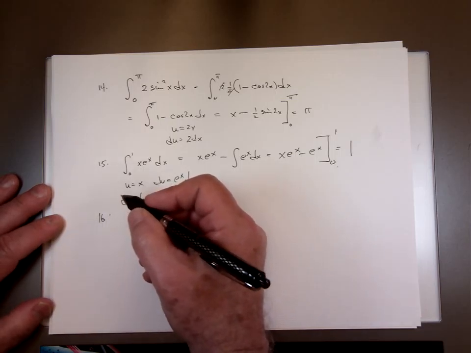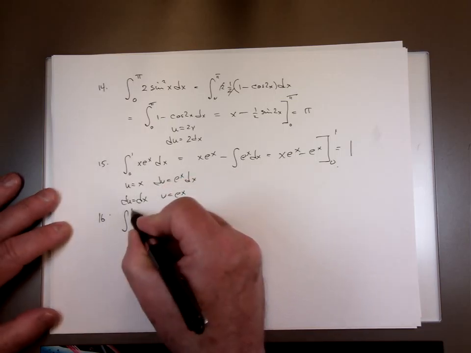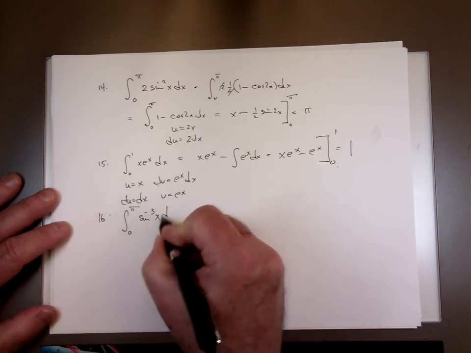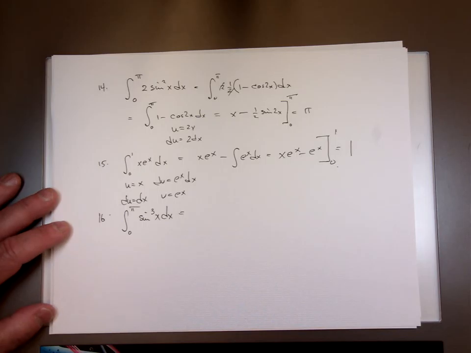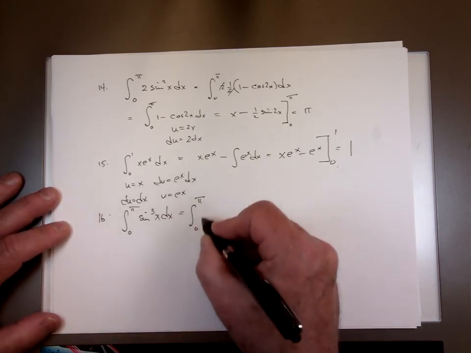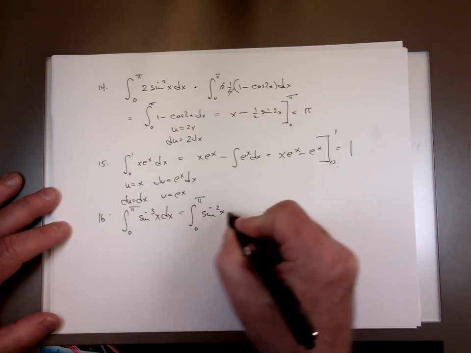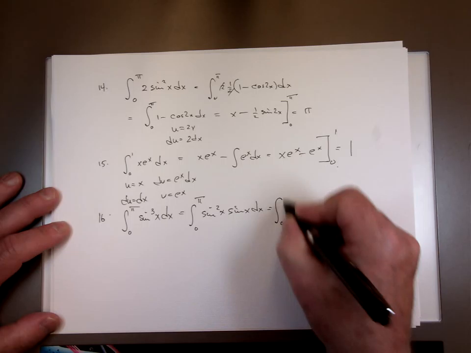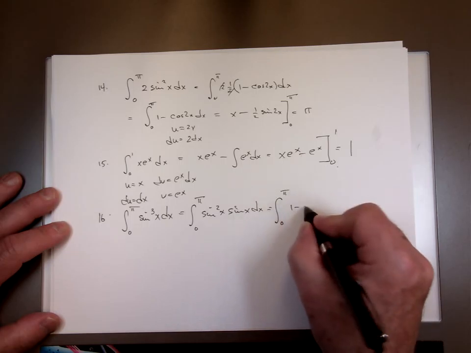16, sine cubed. What the heck? Sine cubed. Well, with sines and cosines to odd powers, what you want to do is take one of them out. It leaves you sine squared. That sine squared you're going to convert to cosines: 1 minus cosine squared.